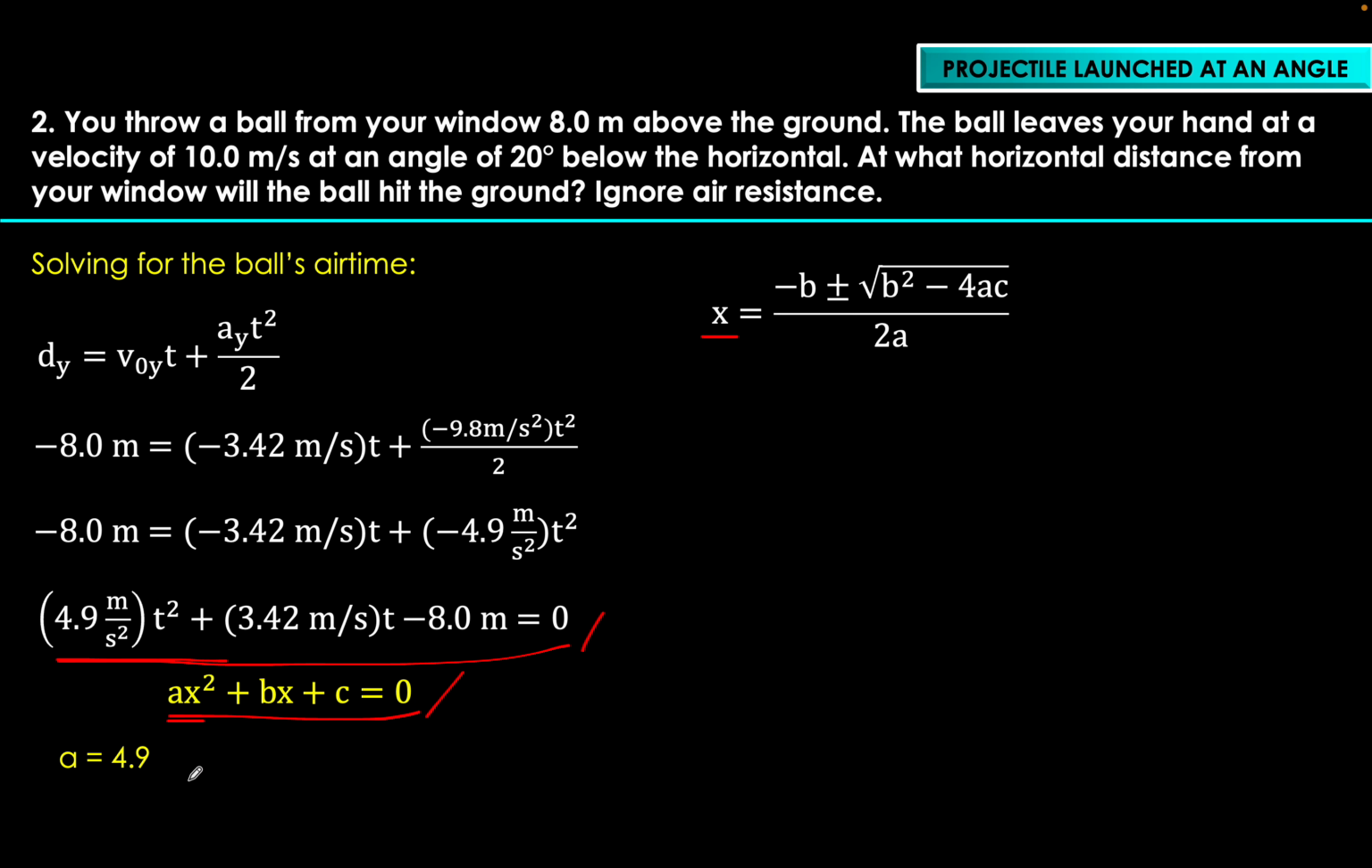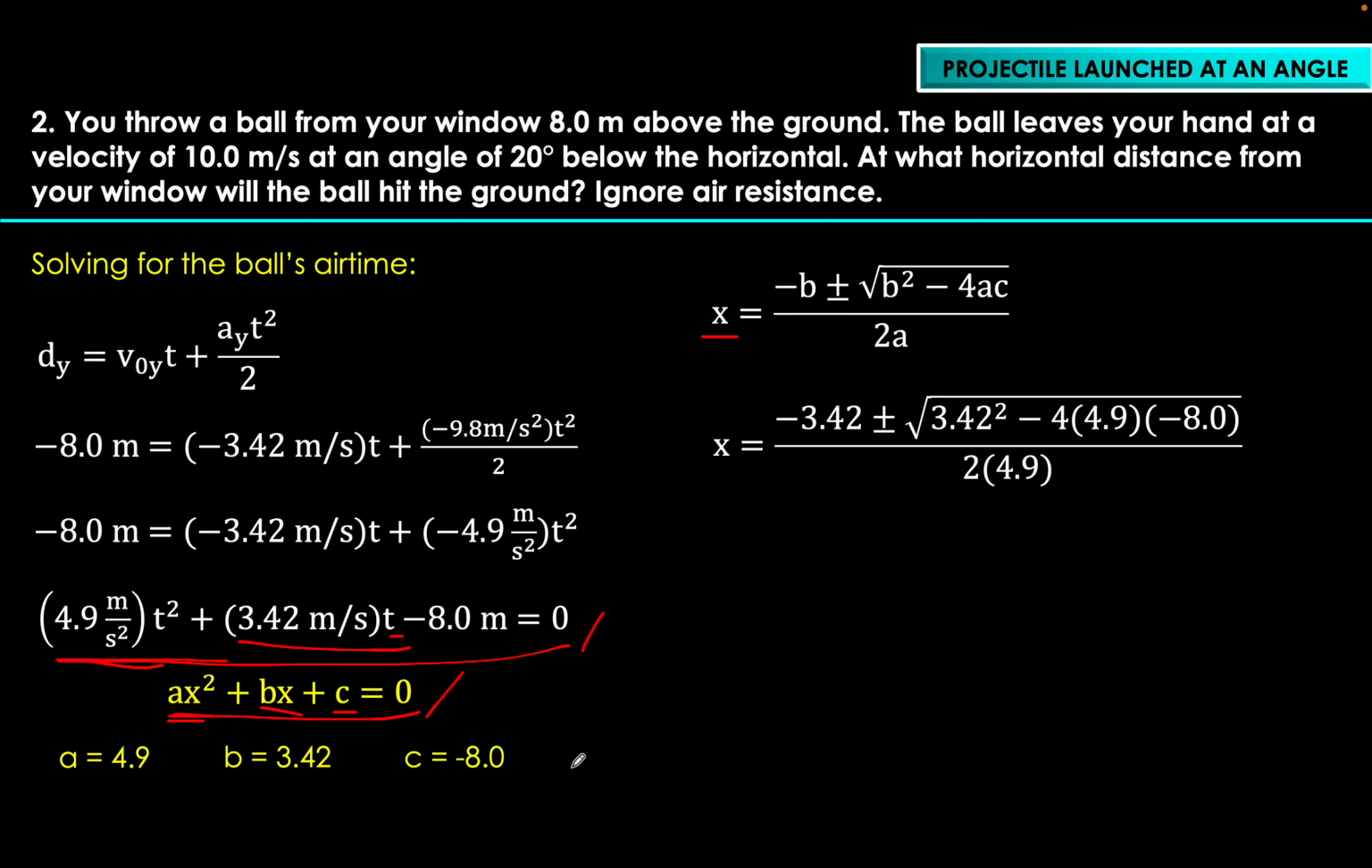So our a here is 4.9 because ax squared corresponds to 4.9 t squared in our physics equation. So a there is 4.9 obviously. And then b is 3.42 because b sub x in the general format of the quadratic equation corresponds to 3.42 times time, because again x is time, okay? And then for the c, that's negative 8.0. So that's it.